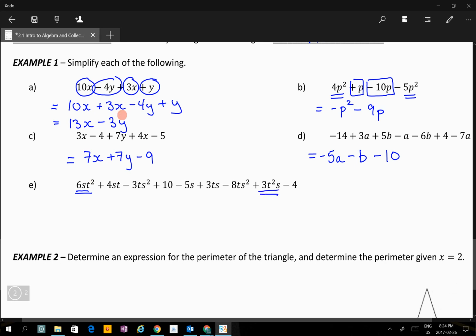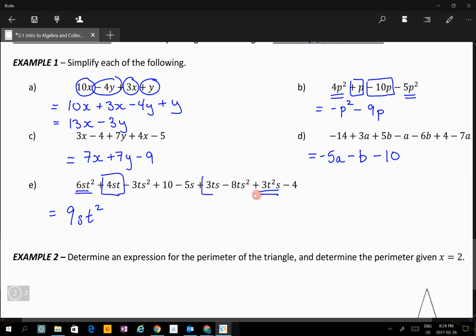I'm going to add their coefficients. So 6 plus 3 is 9. Now, it doesn't matter in which order I write them. I can just write this as st squared. I'll just follow what I see in the beginning, the first one here, and keep s in front of the t. Okay, next I have plus 4st, and let's look for another one.